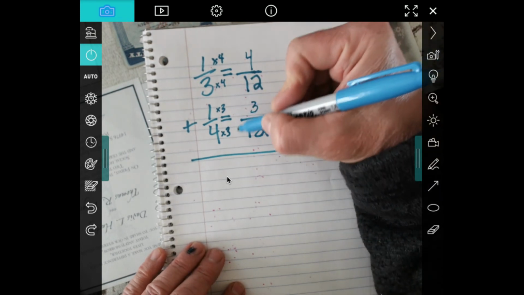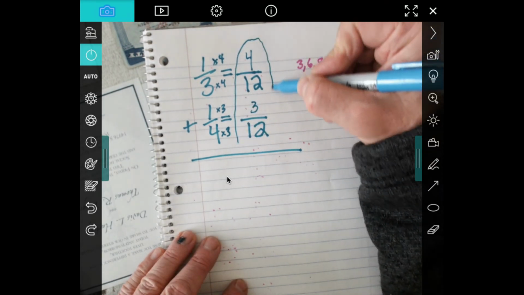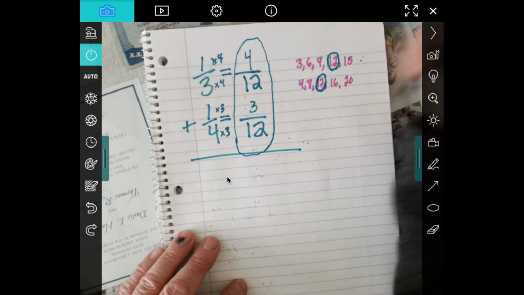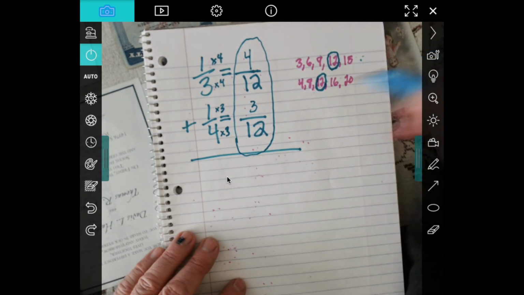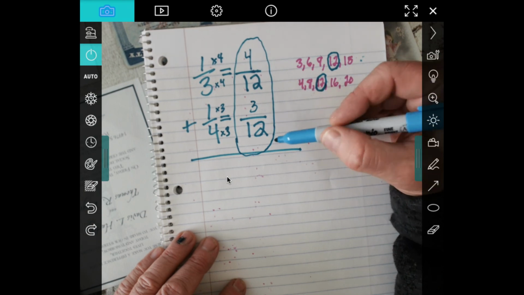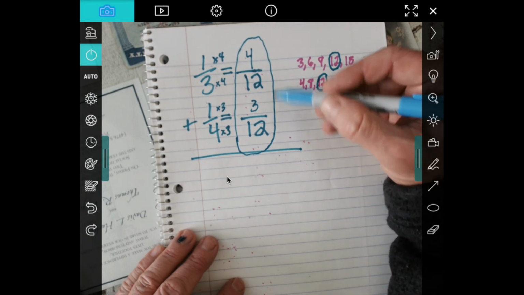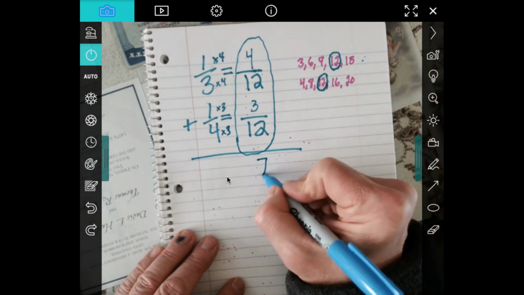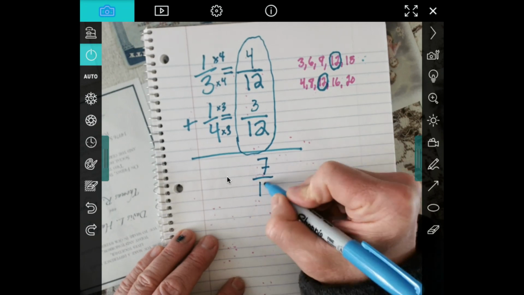And now we go ahead and we add or subtract those equivalent fractions right there. 4/12 plus 3/12 is going to equal 7/12.